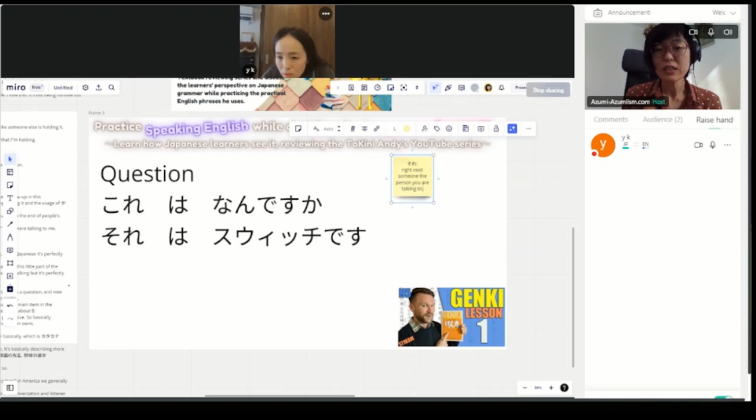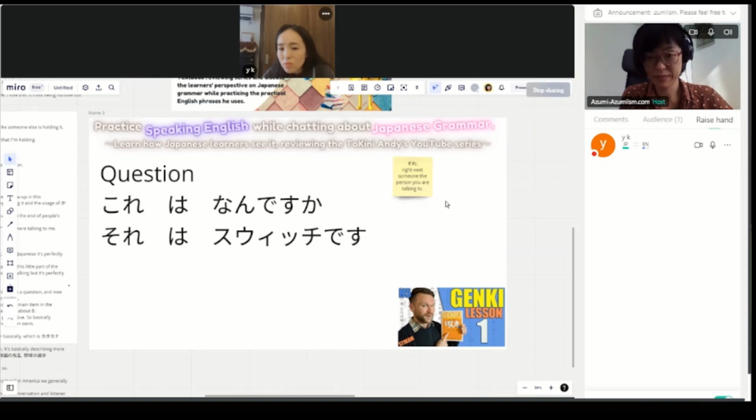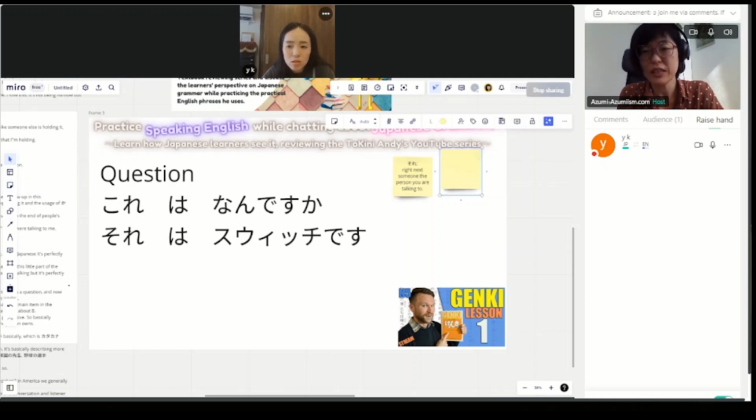So if it is not right next to someone, you might use what? Instead of それ, you might use... If it's over there, you might use あれ. Yeah. So far from the listener and the speaker.